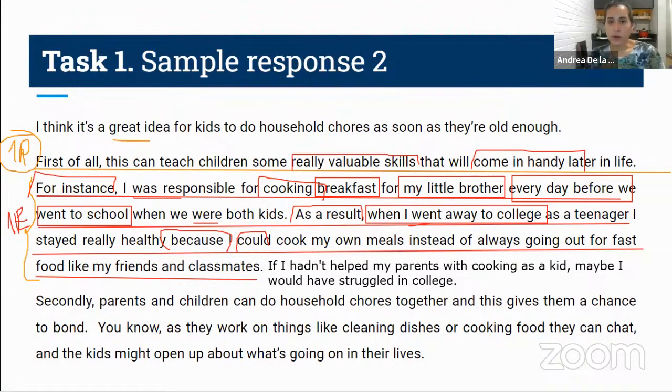Is that okay so far? Do you guys have any questions about what we're saying?